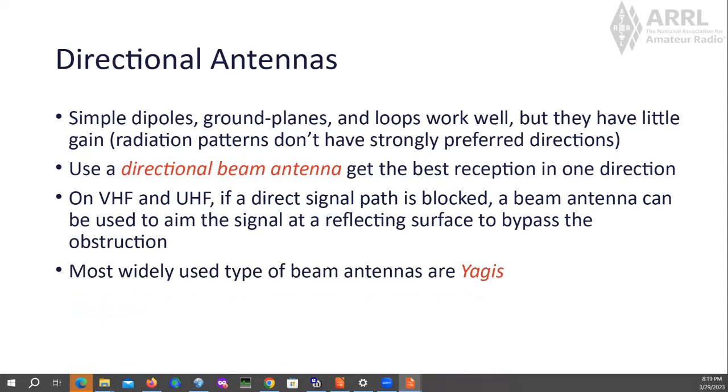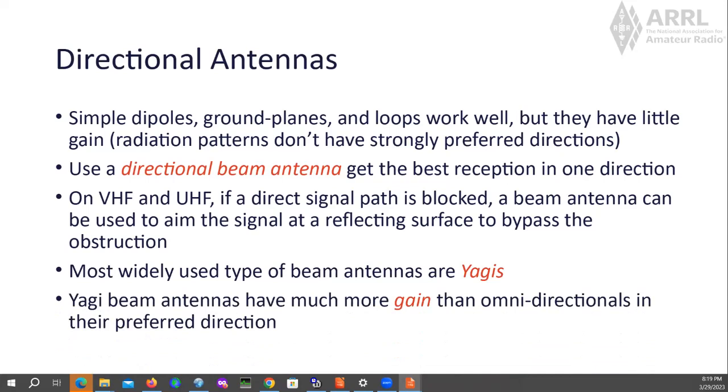The most widely used type of beam antennas are Yagis. They were invented in the 1920s by Doctors Yagi and Uda in Japan. Yagi beam antennas have much more gain than omnidirectionals in their preferred direction.